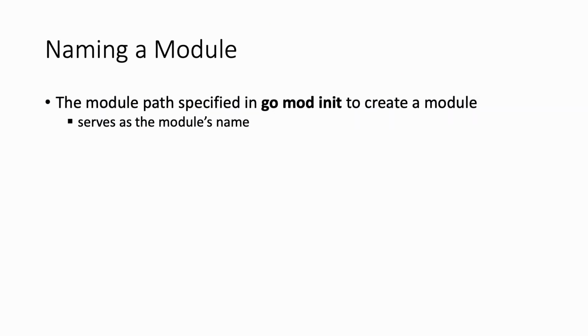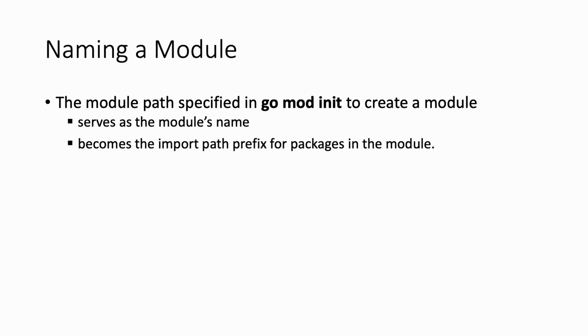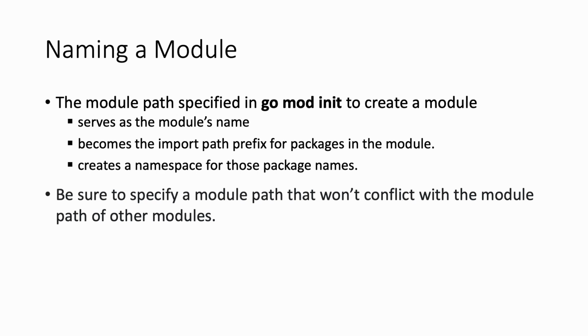When you run the go mod init command to create a module for tracking dependency, you specify a module path that serves as the module's name. The module path becomes the import path prefix for packages in the module. The module path also creates a namespace for those package names. Be sure to specify a module path that won't conflict with the module path of other modules.